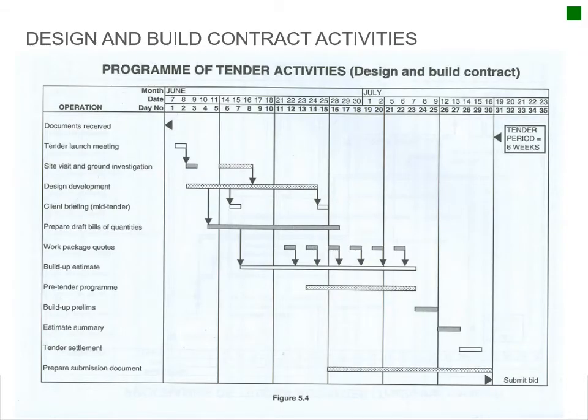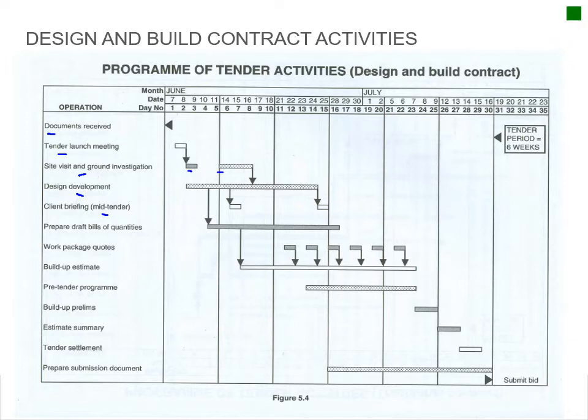Okay, then you've got the program of tender activities. So here you've got your design and build contract. So I'm just going to brush through this one. So you've got your documentation that you receive. So this is your tender document for that, the tender launch meeting. Okay, explaining the site visit, ground investigation. Then all of the contractors that are going to tender on this project have to do a design development. Okay, so you might have an initial site visit, but you might want to visit the site again to get more information. Then you've got your client brief mid-tender.